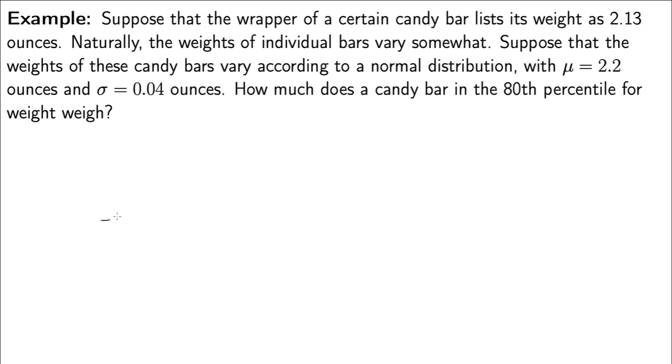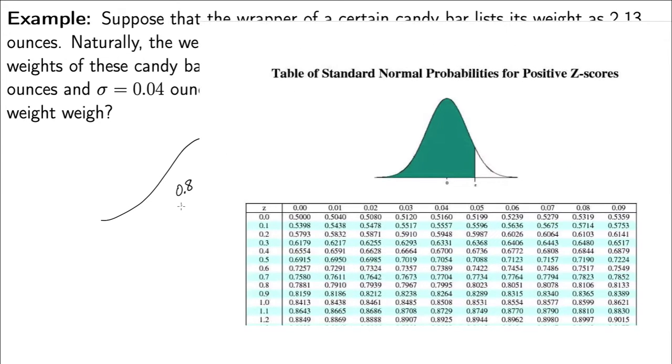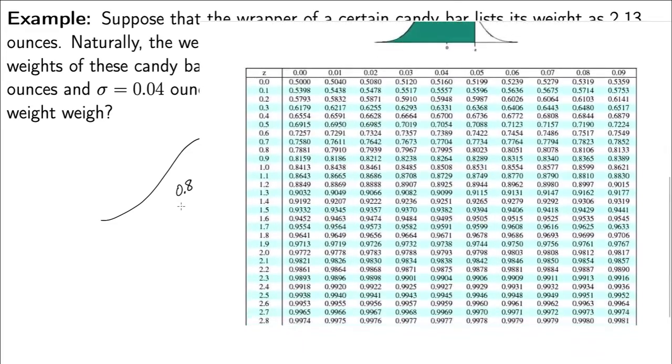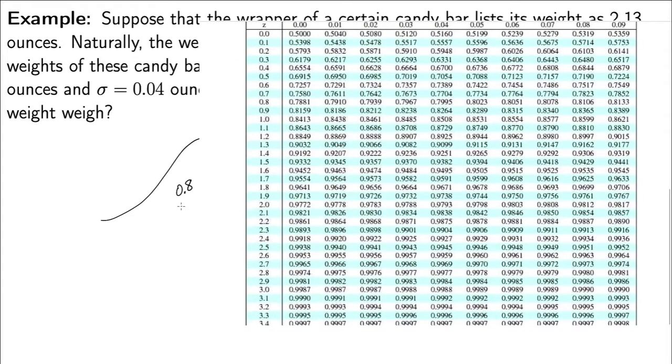So I'm going to draw a quick sketch here. I've got a normal distribution, and I have the 80th percentile. That means I've got some value over here where to the left of it I've got 0.8. That's my 80th percentile. So I am going to look in the chart to find the z-score. I'm looking for something that has 0.8 as my entry. I'm in the positive side because I know it's bigger than 50%. I'm looking for the closest thing to 0.8 that I can.